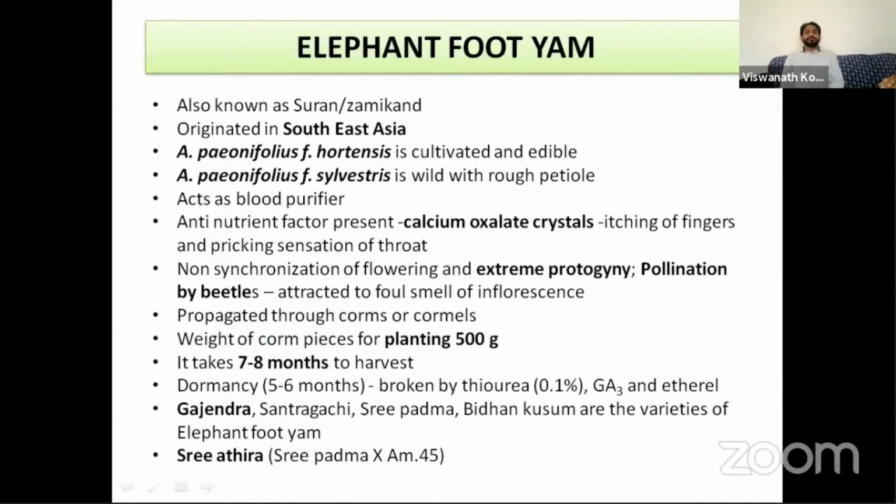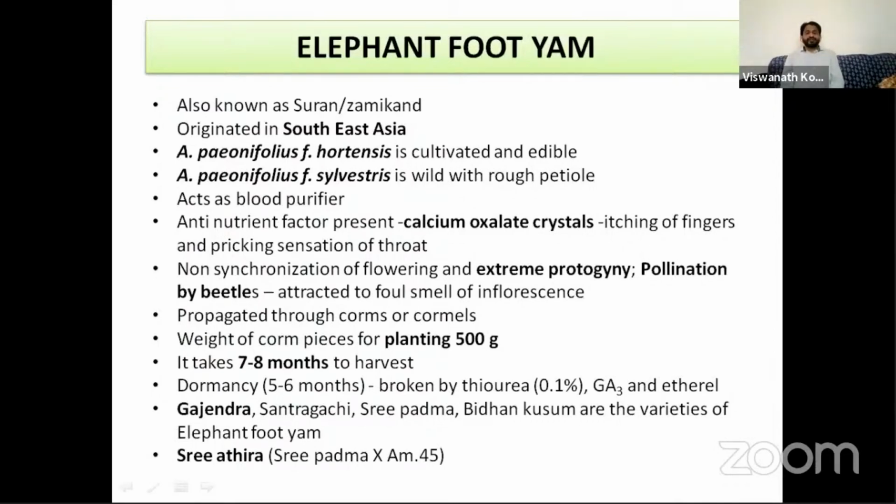The elephant foot yam tubers are said to be a blood purifier. Like taro, because taro and elephant foot yam belong to the same family, Araceae, they have the anti-nutrient factor calcium oxalate crystals. It causes itching of the fingers and a pricking sensation in the throat.